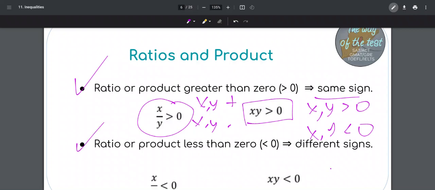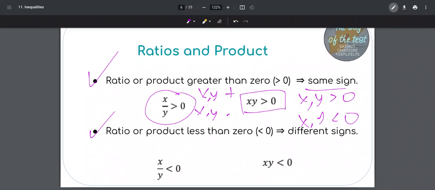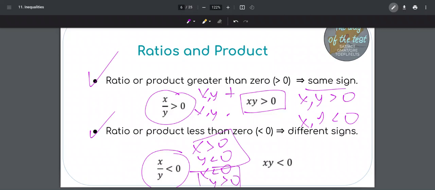In the case of the ratio or the product being negative, less than 0, then if we have x over y is less than 0, it means that one has to be positive and the other negative. So either x is positive and y is negative, or x is negative and y is positive. You can see this with examples. For example, 3 over 7 is positive, perfect. And negative 3 over negative 7 is also positive. But if I want a negative, I cannot put 3 over 7. I need negative 3 over positive 7 or positive 3 over negative 7.